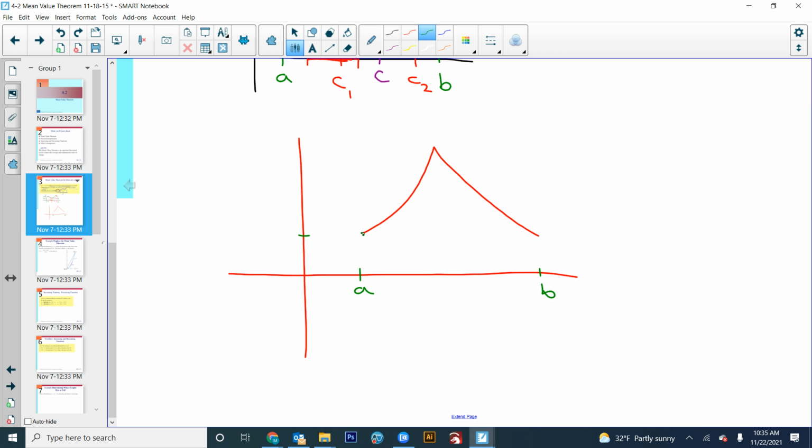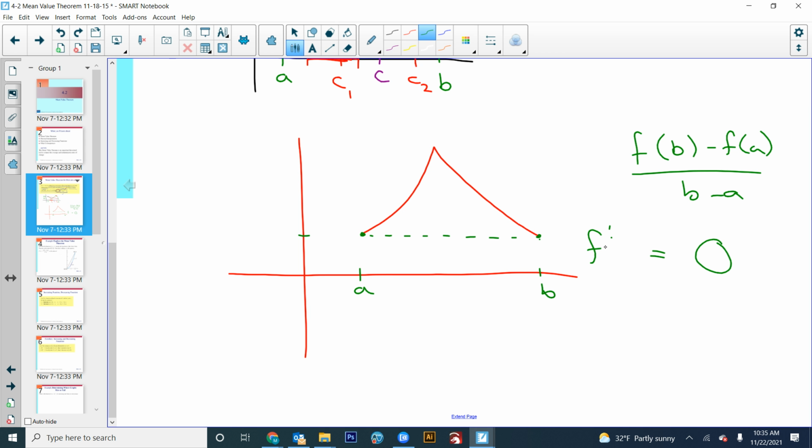What's the slope? What's the average slope? What's the f of b minus f of a over b minus a? 0. Is there an instantaneous rate of change of 0? Positive, positive, positive, positive, positive, positive, positive. Really positive. Doesn't exist. Ouch. Negative, negative, negative, negative, negative, negative. Did it ever equal 0?